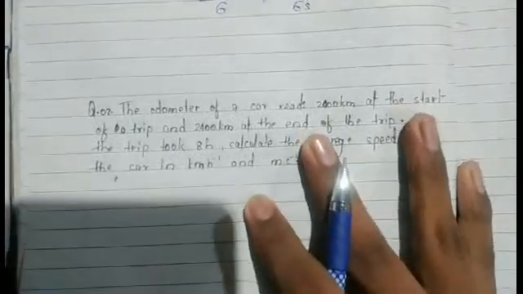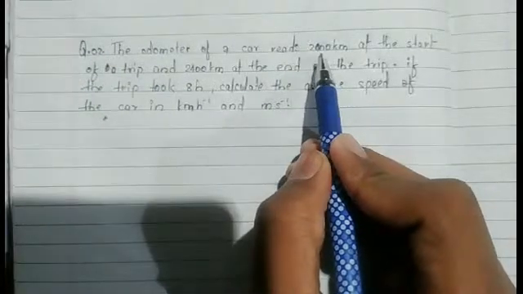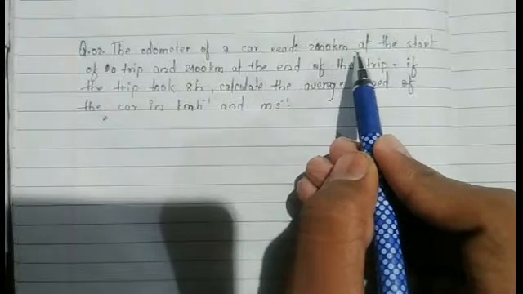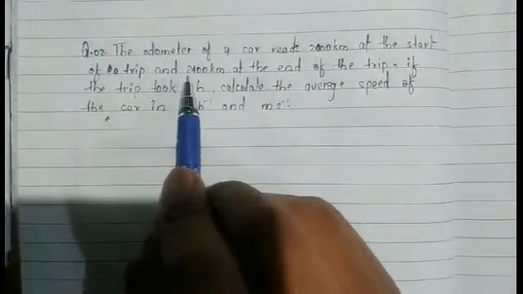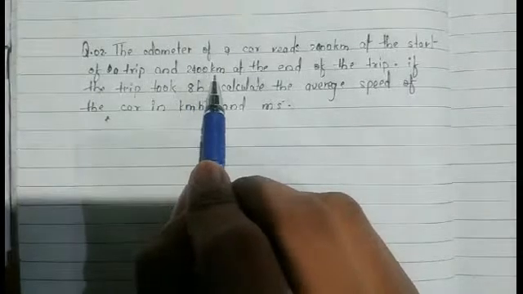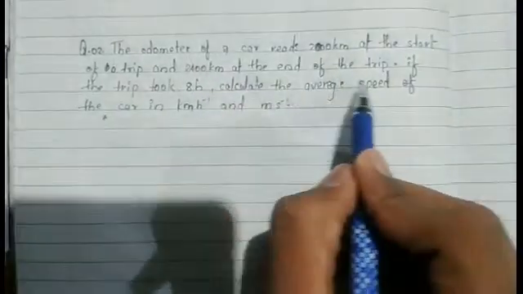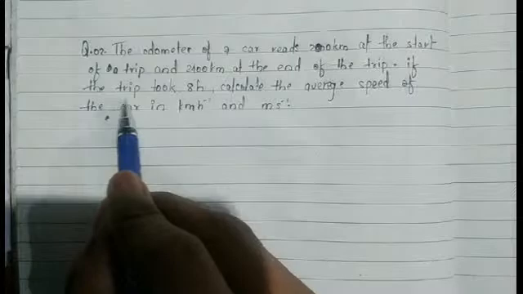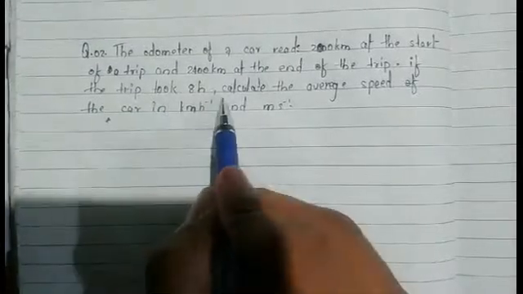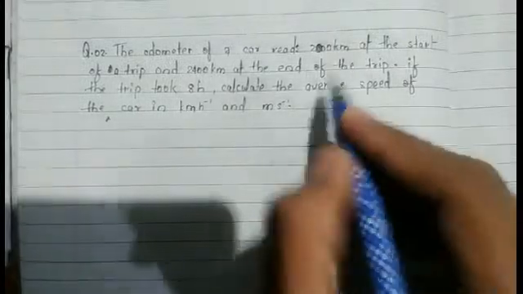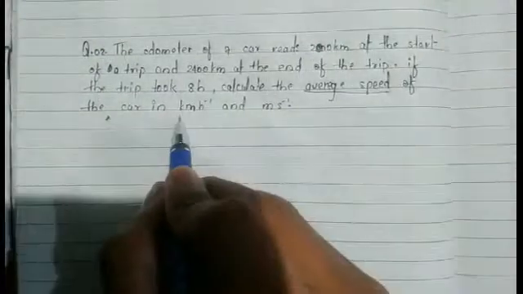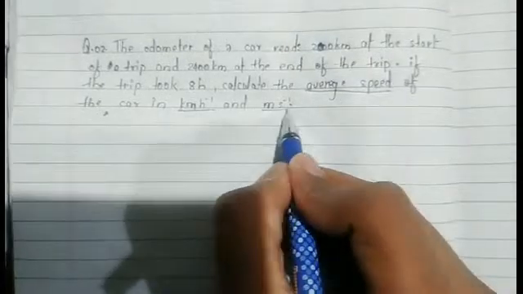So our next physics numerical is: the odometer of a car reads 2000 km at the start of a trip and 2400 km at the end of the trip. If the trip took 8 hours, calculate the average speed. We have to calculate the average speed of the car in kilometer per hour and meter per second.